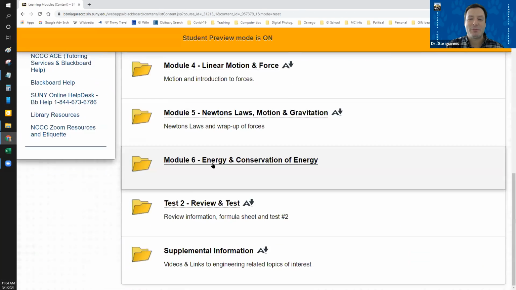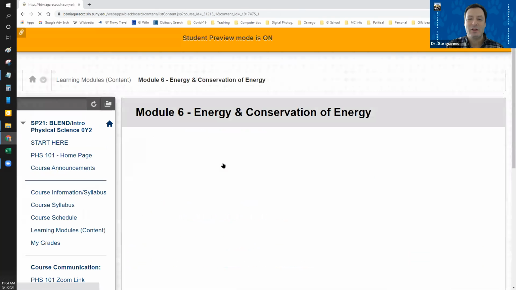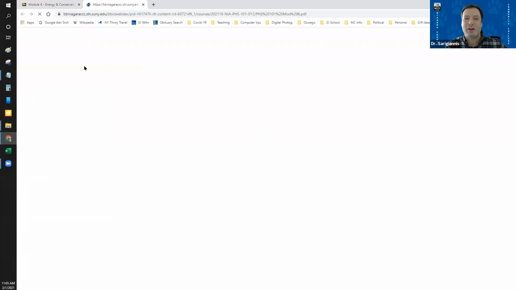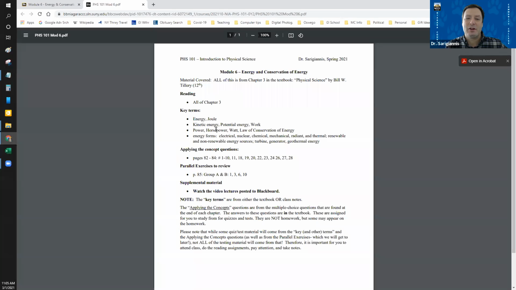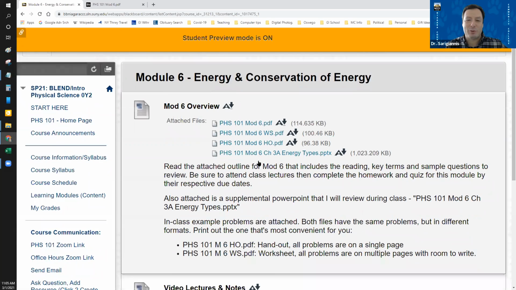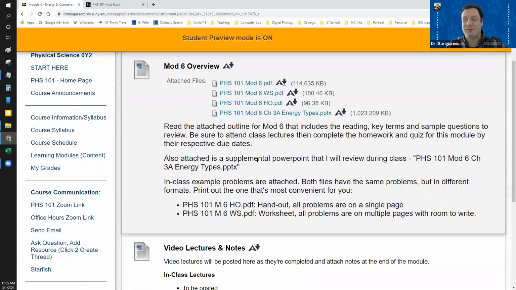Let's go to the modules. Module 6 is open, and it has a PowerPoint in it too, which I'm going to talk about later on in the module. Same setup as before: I've got the PDFs that show what the module covers, the reading, and some of the applied concepts questions, which again, your homework comes right from. There's the worksheet and the handout; we'll probably do some problems from the worksheet. Maybe we won't get to it today, but we'll get to it soon. And then the supplemental PowerPoint.